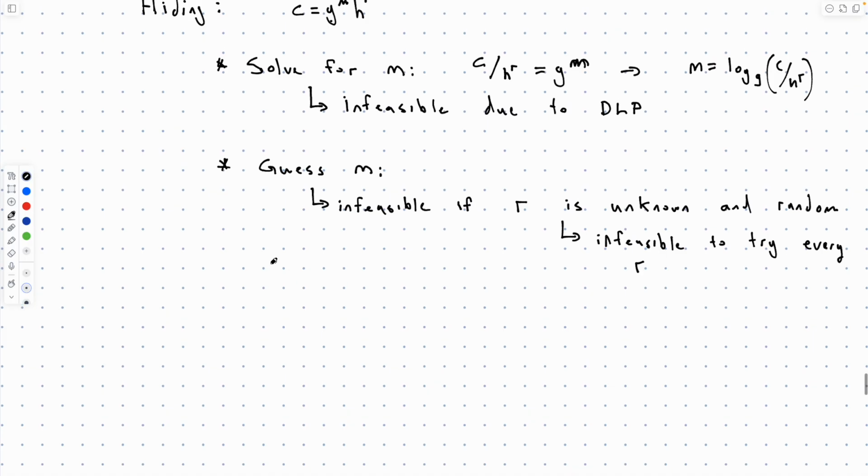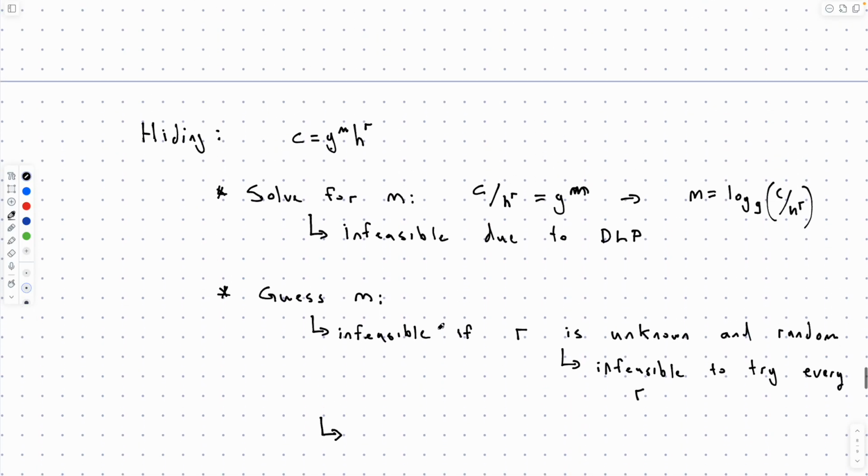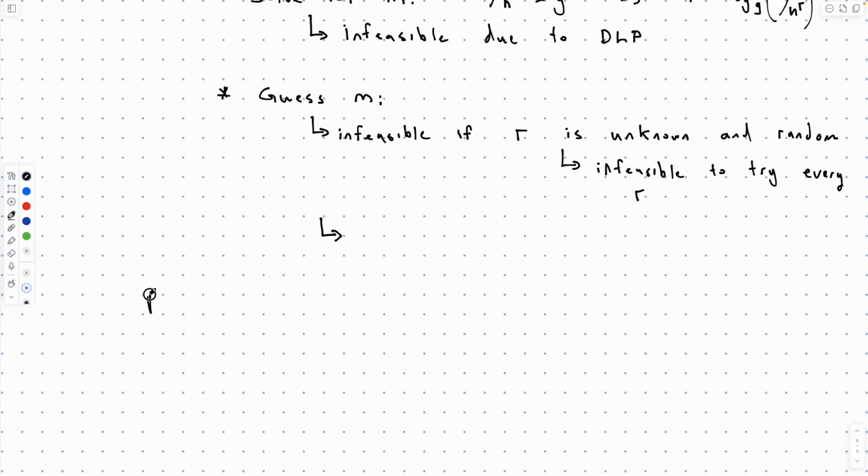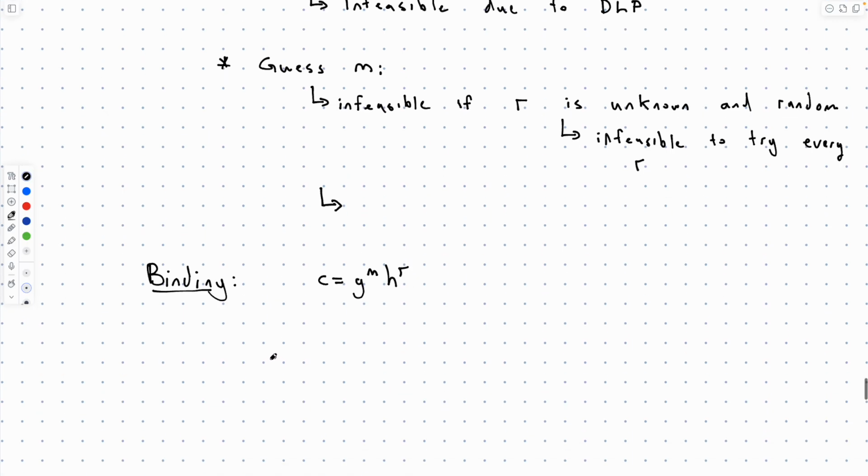Now there's something else I want to say here. I'm going to leave a little bit of space for when it comes back to this, but I'm just going to skip it for now. Okay, binding. We'll talk about whether it's binding or not, and then I'm going to come back and say something about this here.